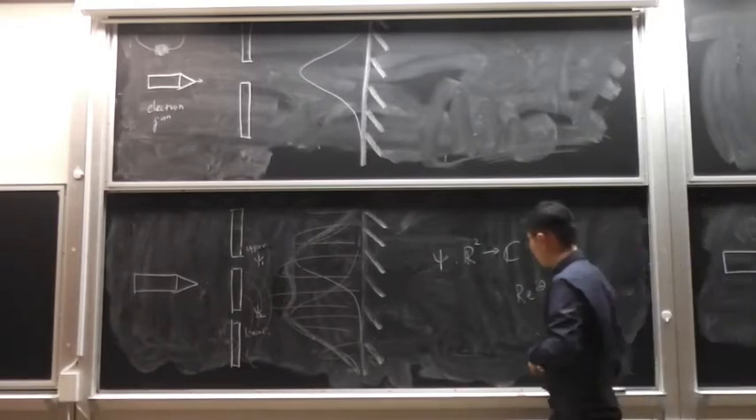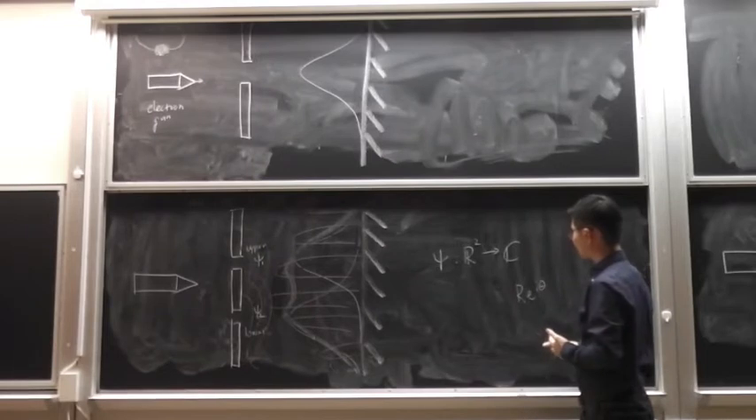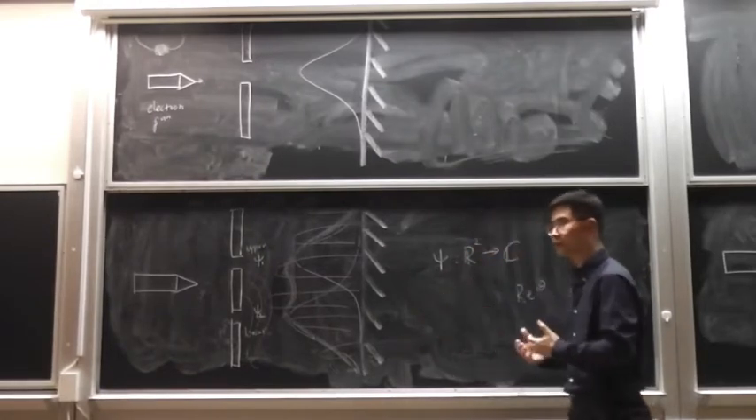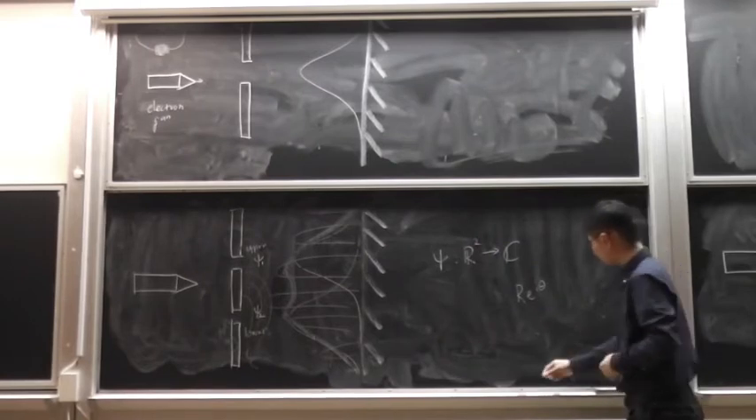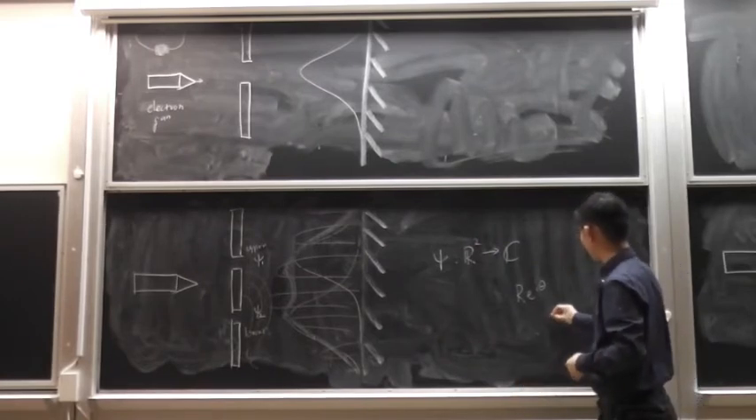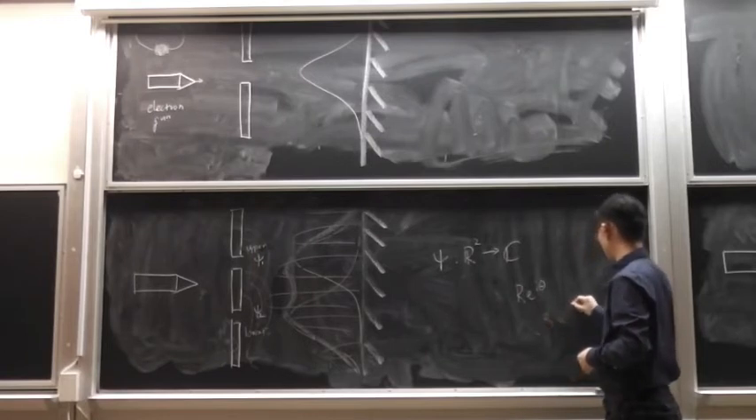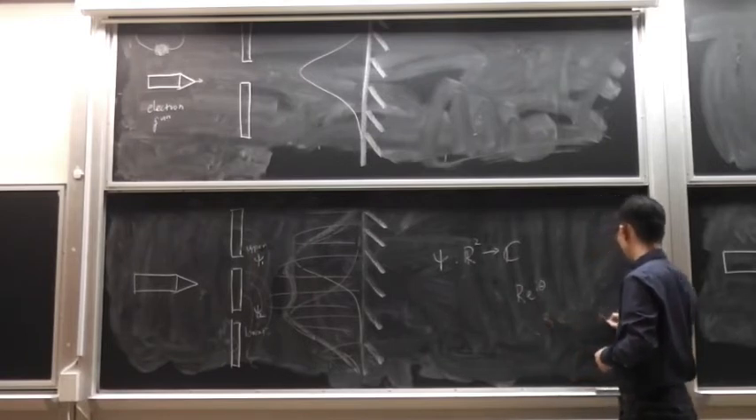So we have a wave function here that seems to explain a little bit of the interference patterns on the screen. Okay, so we have, say, r1 e to the i theta 1, and r2 e to the i theta 2.